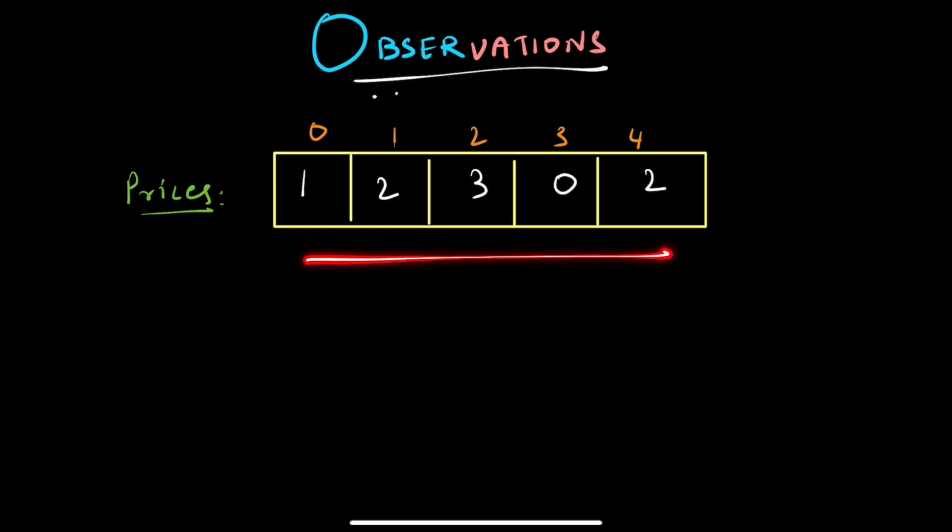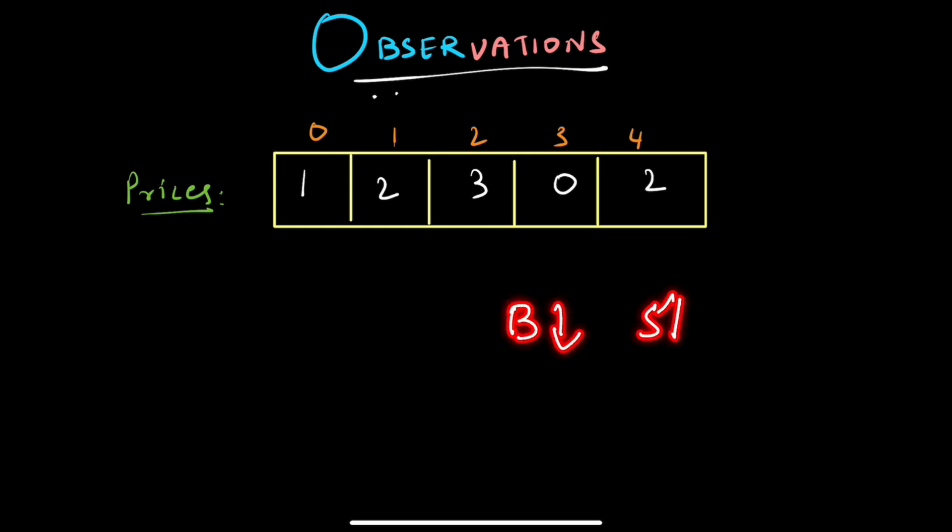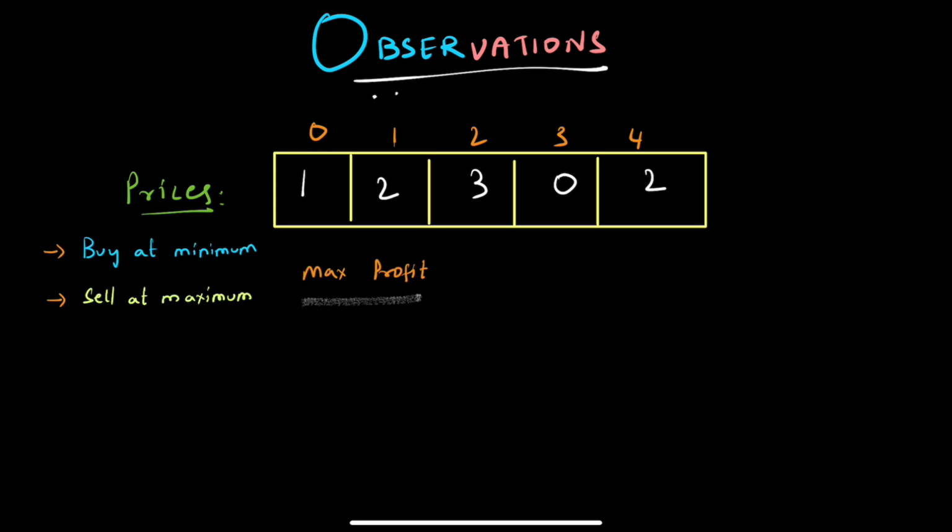So let us consider this prices array. Now what is the intention? To maximize the profit, right? So to maximize the profit, what can we think of? We can think of being greedy, right? That is, we'll buy the stock at minimum price and sell the stock at maximum price, which will give us the maximum profit, right? So our intention is to buy at minimum and sell at maximum to get the maximum profit, right? That is, we are being greedy.